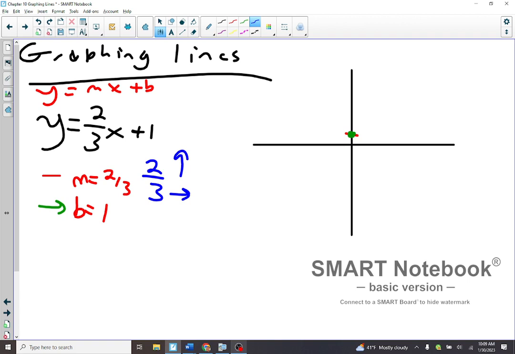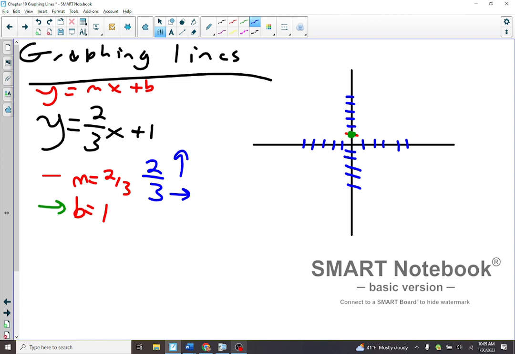Why do you start on the y? Because b is always your starting point, which is on y. For this equation, you start on y. I went up 1 because of the b value, which is 1.